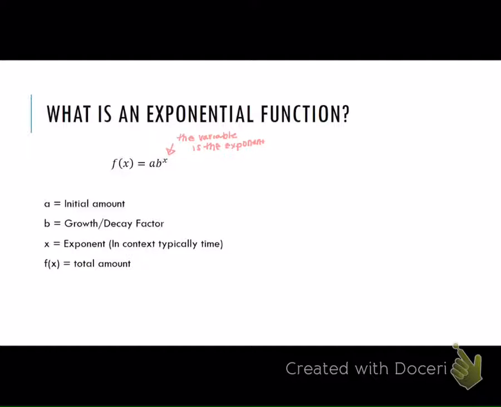So, A is the initial amount. You know how we have y equals mx plus b, and b is our initial amount? In this case, the number in front is our initial amount. It's your starting point. B is your growth or decay factor, and we will be talking about growth and decay in just a second on the next slide. That is kind of like your slope. So growth and decay factors are kind of like your slope. Does everybody get that? Yeah.